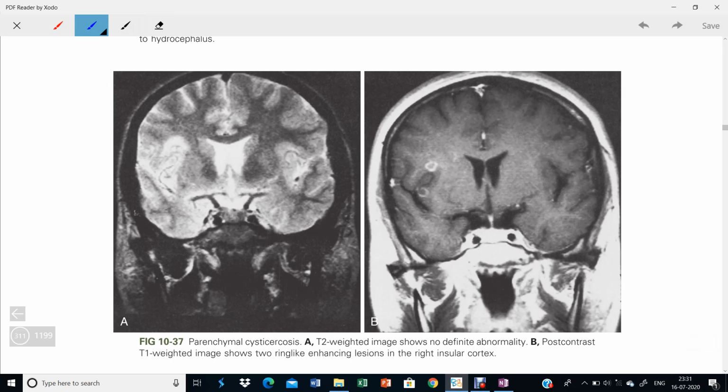CSF is black. On T1 the vessels are prominent. There is T1 contrast. Within this contrast, there is marginal hyperintensity. So obviously, it is the colloidal stage or granular stage. Where this hyperintensity is prominent, obviously it is the colloidal stage. In this case, it is less hyperintense, so it is the granular stage.